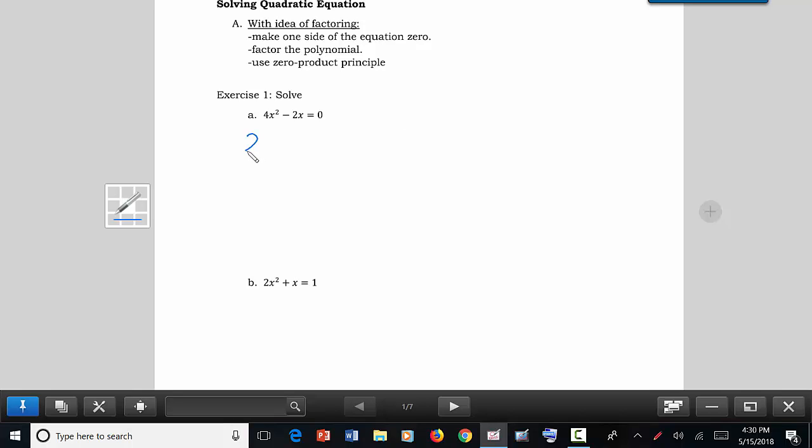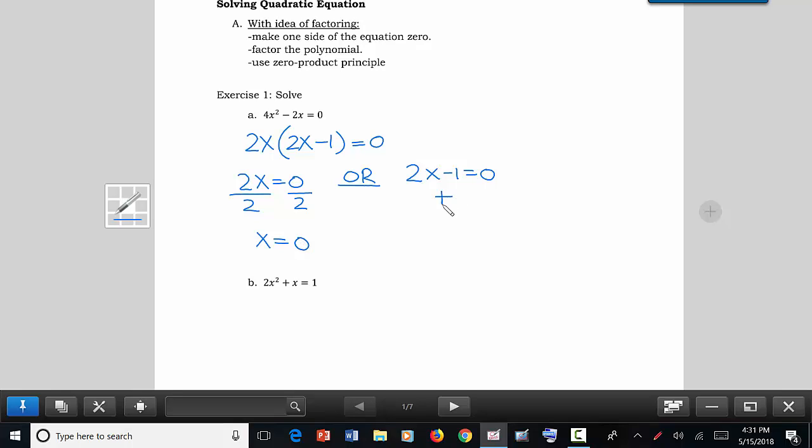We can factor 2x out and we are left with 2x minus 1. This equals 0. Product of two things is 0. So 2x equals 0 or 2x minus 1 equals 0. 2x equals 0, dividing both sides by 2, gives x equals 0. And it is a linear equation, so we isolate the variable and the constant: add 1 on both sides, 2x equals 1, divide both sides by 2, and that gives x equals 1/2.